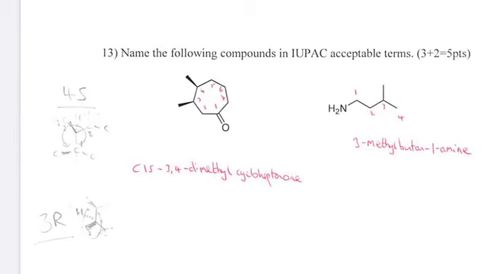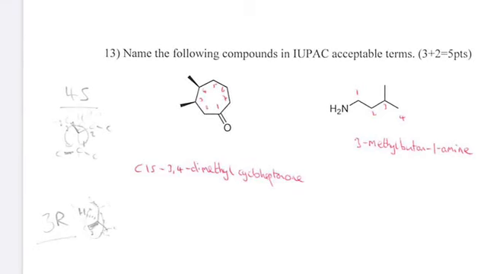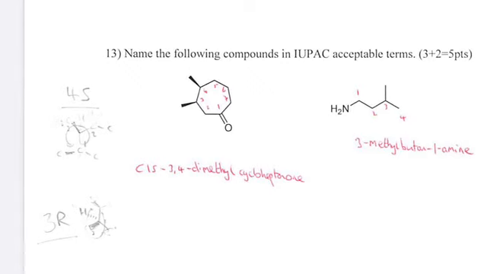You number your main chain so as to give the nitrogen substituent position as low a number as possible. When you do that, you see that you have a methyl substituent. That methyl substituent's on carbon 3, so that's 3-methylbutan-1-amine.